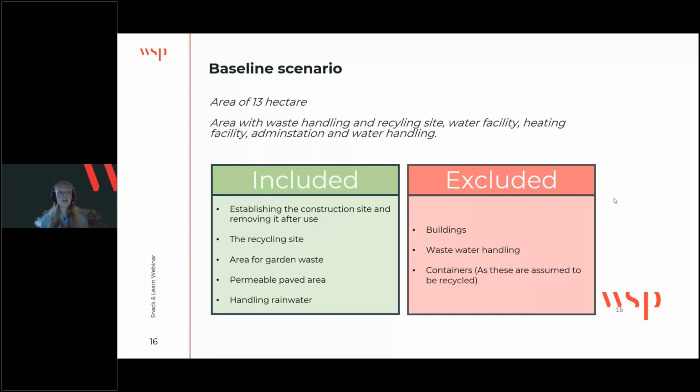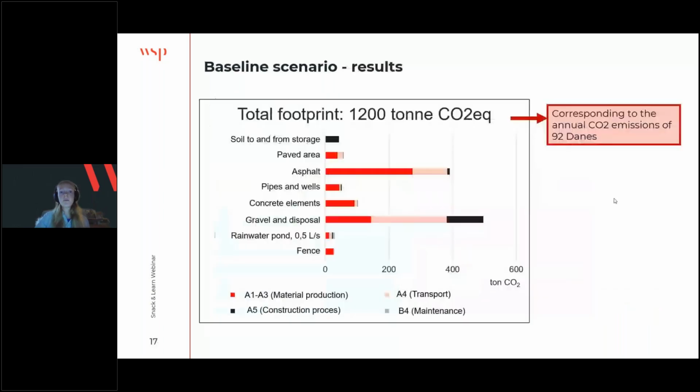What I included in the baseline scenario, as we are only looking at the construction part of the project, was establishing the construction site and removing it after use. Then I included the recycling site, the area for garden waste, all the permeable paved area, and the handling of rainwater. We didn't include the buildings, the wastewater handling, or the containers. So this was the baseline scenario we defined, and this was the result.